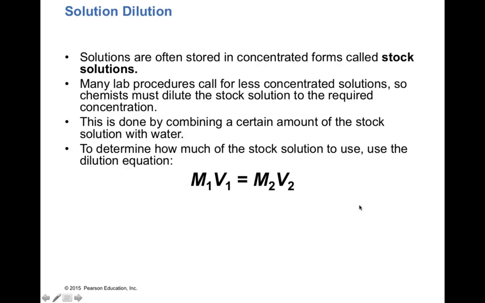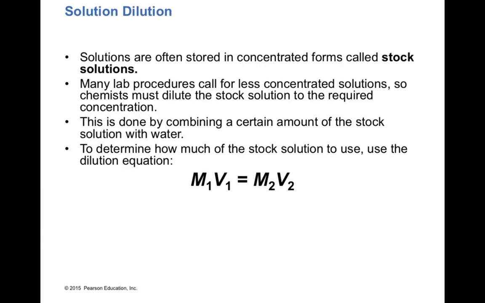So if we have 3 of any of these variables, we can determine the fourth. If we have the initial concentration, the final concentration, and the final volume, we can determine the initial volume. If we have the initial volume, the initial concentration, and the final concentration, we can determine the final volume. If we have the final volume, initial volume, and initial concentration, we can determine the final concentration. So it's really important to understand that this equation can help us solve four different types of problems.